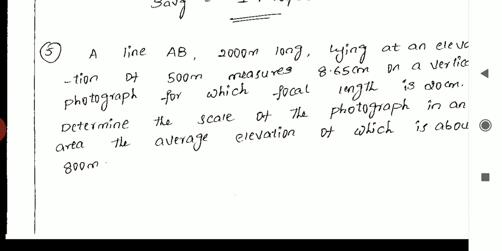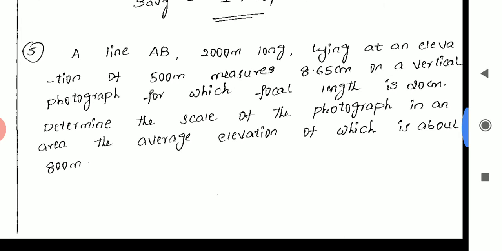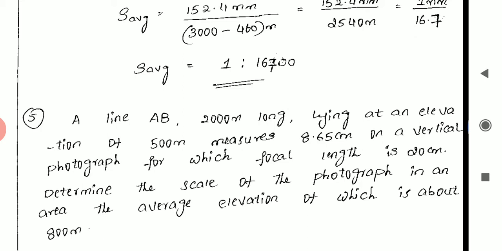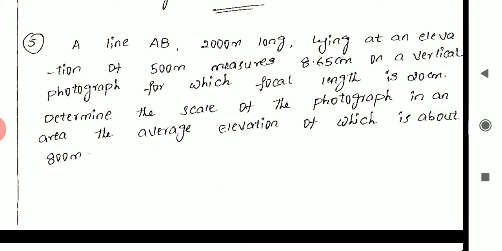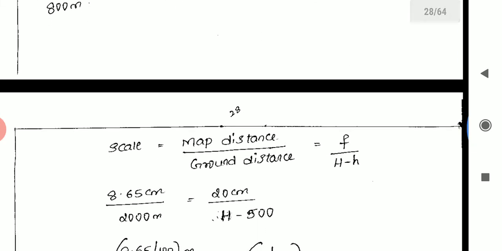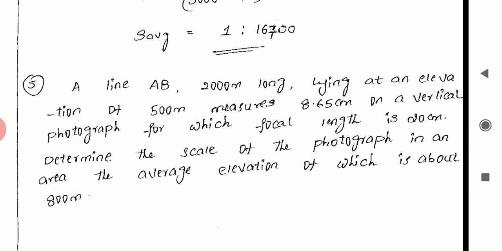Next problem: a line AB, 2000 meters long, lying at an elevation of 500 meters, measures 8.65 centimeters on a vertical photograph for which the focal length is 20 centimeters. Determine the scale of the photograph in an area, the average elevation of which is about 800 meters. Okay, so what he asked is to determine the scale of the photograph.